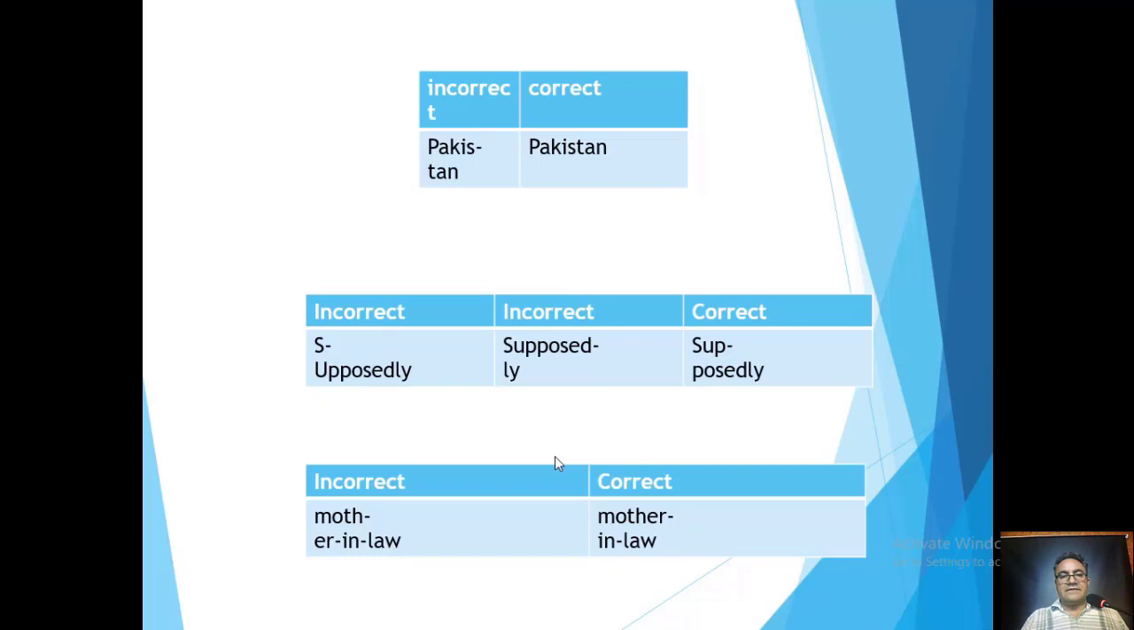The next rule is, do not divide proper nouns and proper adjectives. If there are words that are proper nouns, like Pakistan, Kashmir, China, they should not be divided by hyphen. And in the same way, Pakistani, Kashmiri, Chinese, these words are proper adjectives. They also cannot be divided with hyphens.